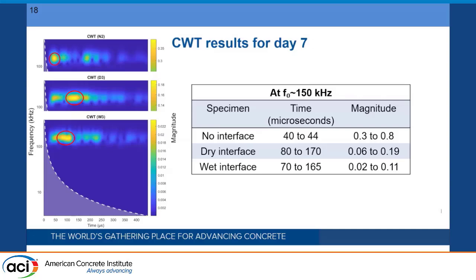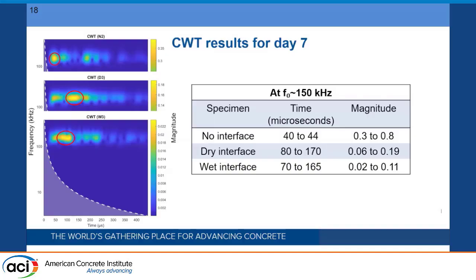Starting from the top, we have the scalogram for the specimen with no interlayer. As can be seen, the peak frequency here is concentrated. It happens early in time, and also it's stronger. But if we look at the specimens which had interlayers, like the dry one and the wet one, we can see that they are not concentrated, they are more reflected, they have a delay, they happen later, and also their magnitudes are smaller. And I also gathered all the data for different specimens at day 7.